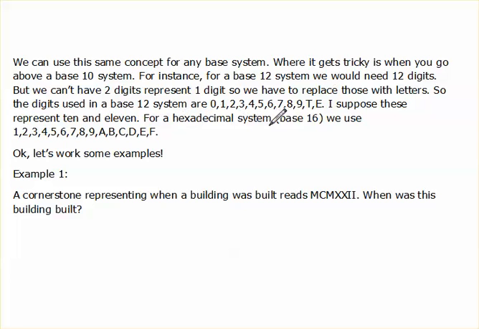For a hexadecimal system, a base 16, we would need 16 digits. We run out of digits when we get to 9, so then they use A, B, C, D, E, and F for 10, 11, 12, 13, 14, and 15. And whenever you get to 16 in a base 16 system, that would be one group of 16, which would be another place value. So I hope that hasn't completely thrown you. Let's work some examples and see how this stuff is all going to work.